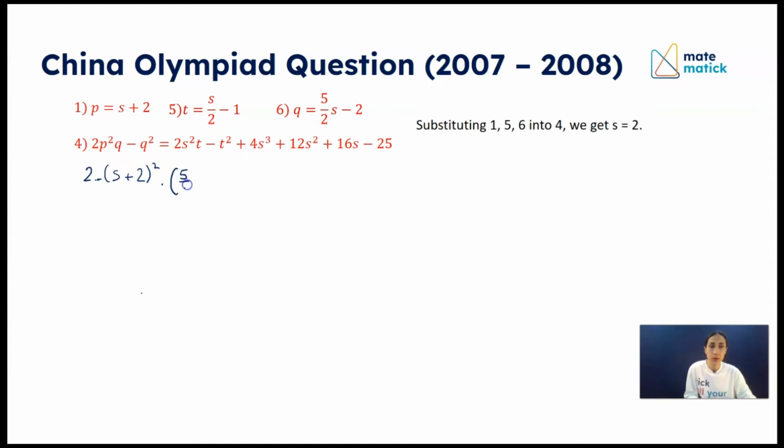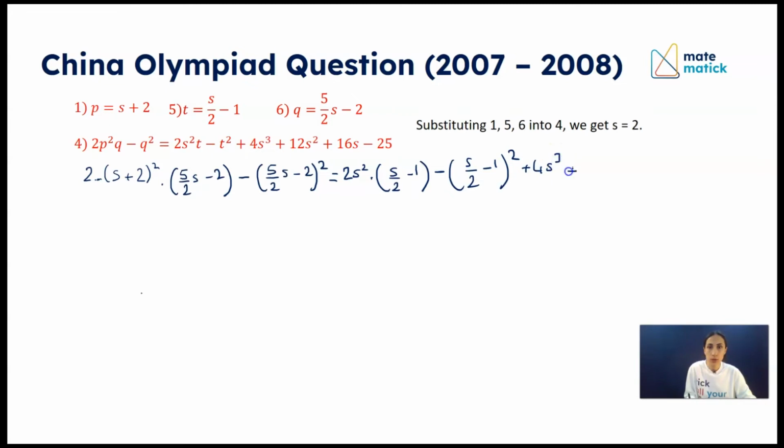5 over 2S minus 2. Okay, and then minus Q squared, so it's (5 over 2S minus 2) squared. This will become equal to 2S squared times, instead of T, I'm gonna write (S over 2 minus 1) minus (S over 2 minus 1) squared, okay, plus 4S cubed plus 12S squared plus 16S minus 20.